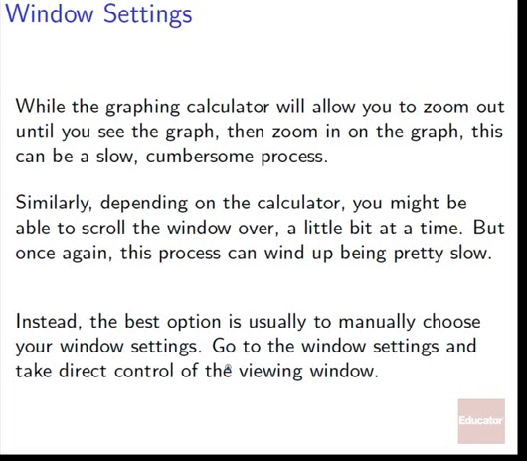Some calculators take a while to do each zoom, and so it could take you like 30 or 60 seconds just to get to the section you actually care about looking at. Similarly, depending on the calculator, you might be able to scroll the window over, or click it over one piece at a time, sort of nudge it one direction or another. But once again, this process can wind up being pretty slow.